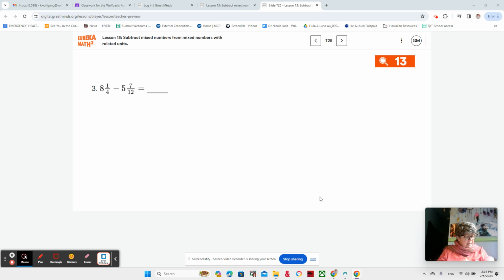I'm just going to say that we've been talking about a lot of different ways to subtract mixed numbers, right? And the standard that we're working on is to estimate sums and differences of fractions or mixed numbers mentally, assess the reasonableness, and add and subtract mixed numbers with unlike units. So that's what we're working on. And we're looking at a lot of different ways to do it.